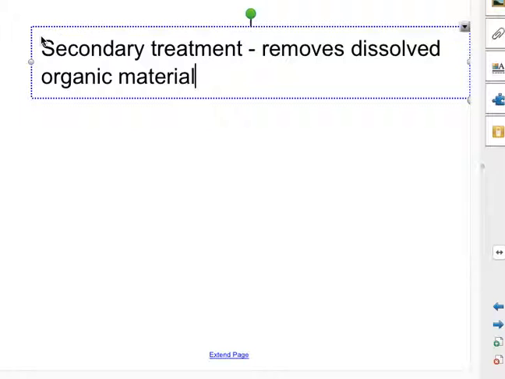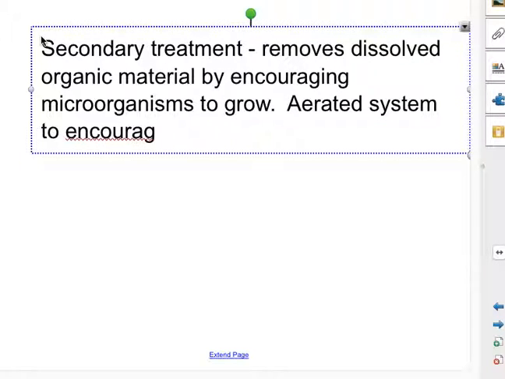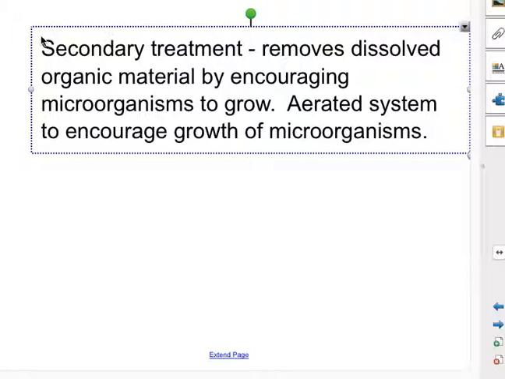Okay, and it can do that by encouraging microorganisms to grow. And so that means it's going to be an aerated system. And there's a couple of different ways we do that to encourage growth of microorganisms. That seems a little bit redundant the way I typed that out, but hopefully you understand that system a little bit.